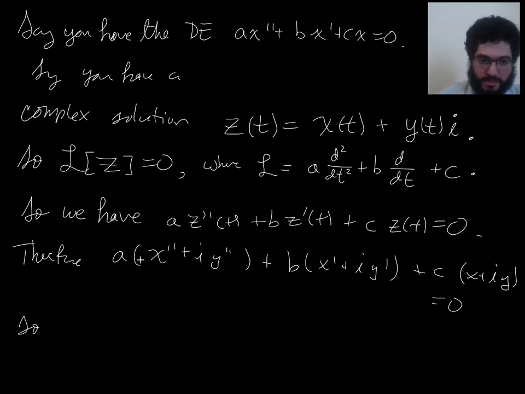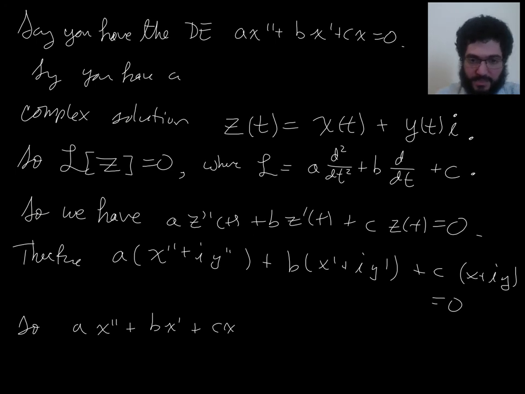So let's rearrange it. Let's collect together all the stuff that does not have an I in front of it and all the stuff that does have an I in front of it. So we have ax prime prime plus bx prime plus cx. That's this term, this term, this term.